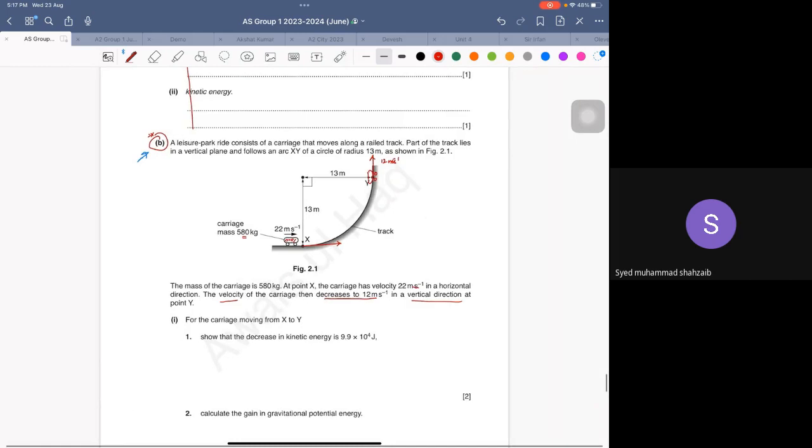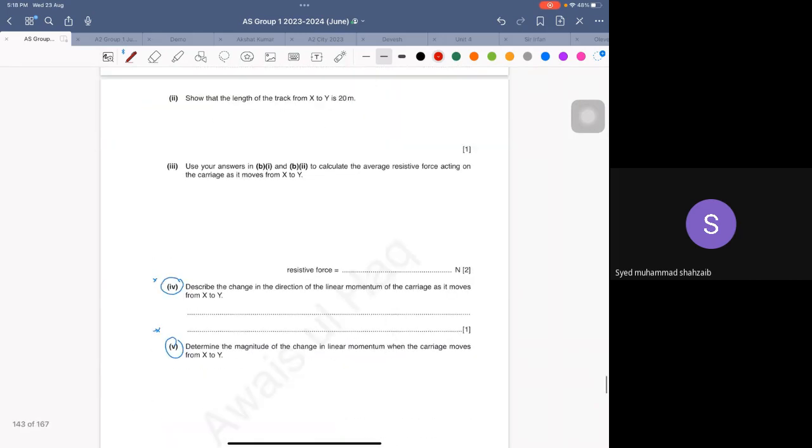Now, we're going to skip those parts because those are energy parts we're going to do later. Describe the change in direction of linear momentum of the carriage as it moves from X to Y.